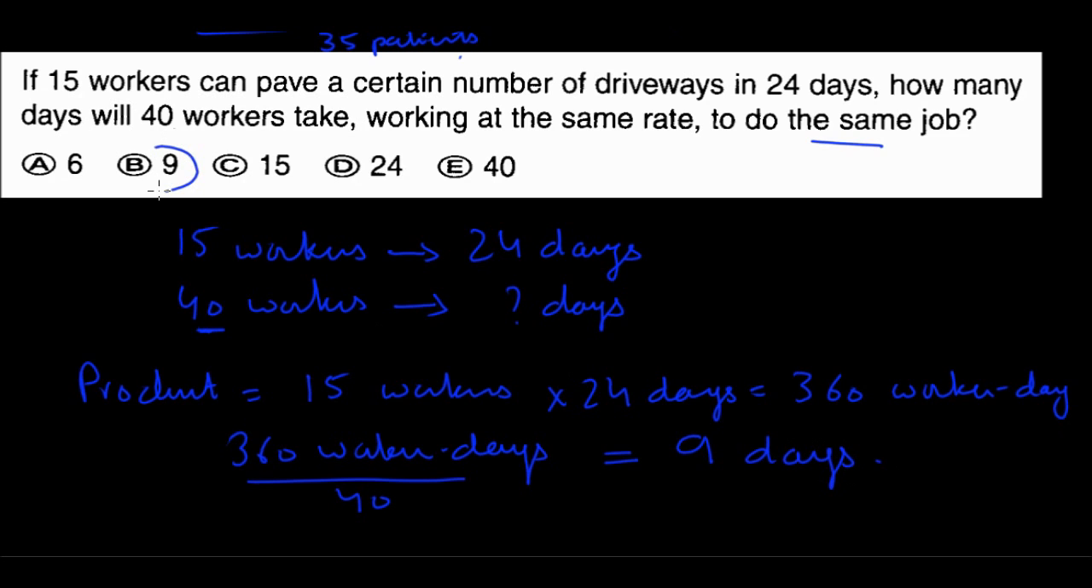Right, so that's B. Another thing to realize is that we don't necessarily need to know the number of driveways that have to be paved, right? All we need to know is that this job of making driveways has this constant: a worker working for 360 days can complete it. Then I can divide by as many workers as I have to find the number of days needed to finish the job. But the important thing is that the number of driveways is not important.